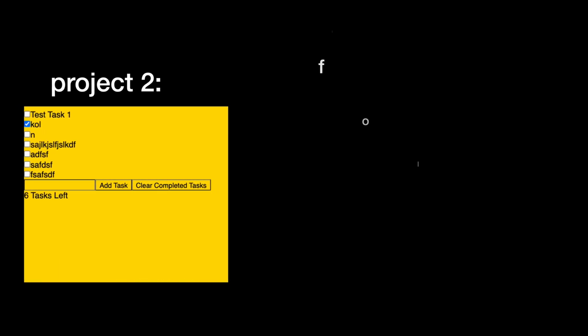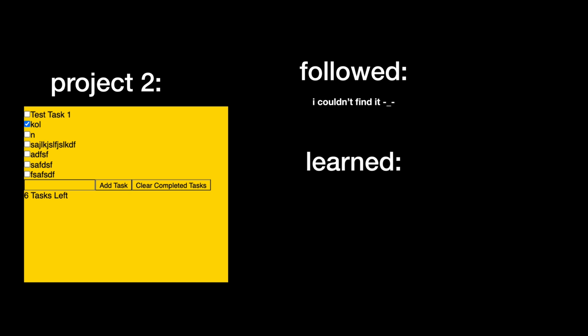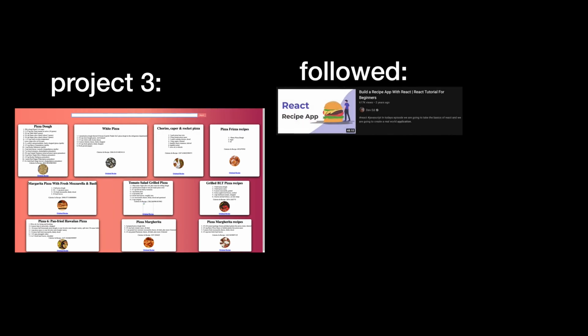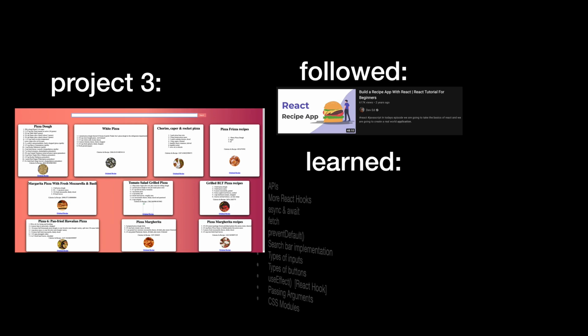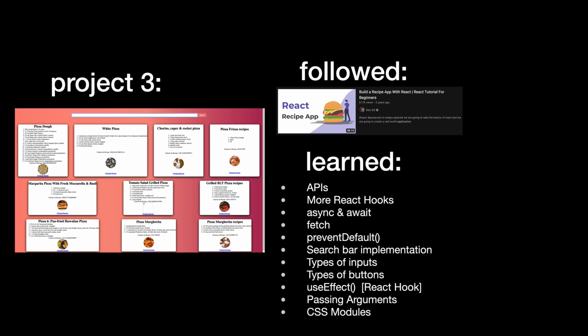The second project I made was a task app by following someone's tutorial, but I couldn't find whose tutorial I watched, to be honest, as there are tons of task app tutorials which use React and they're on YouTube. The main things I learned from this are JSON, local storage, filtering lists, UUID v4, looping through lists. The third project I made was a recipe app by following DevEd's tutorial on it. The main things I learned from this are APIs, React hooks, async and await, fetch, prevent default, search bar implementation, types of inputs, types of buttons, use effect, passing arguments, CSS modules.